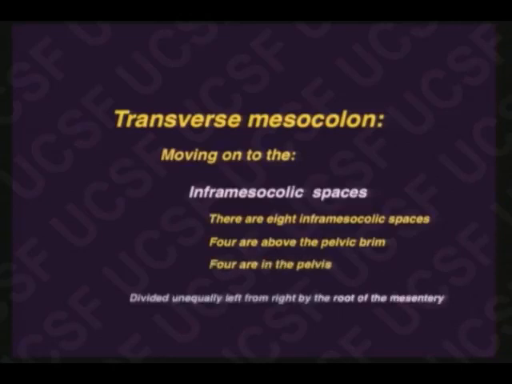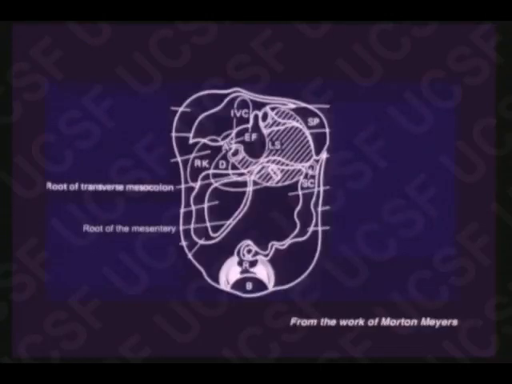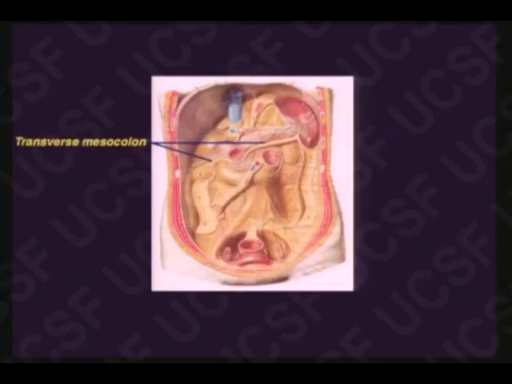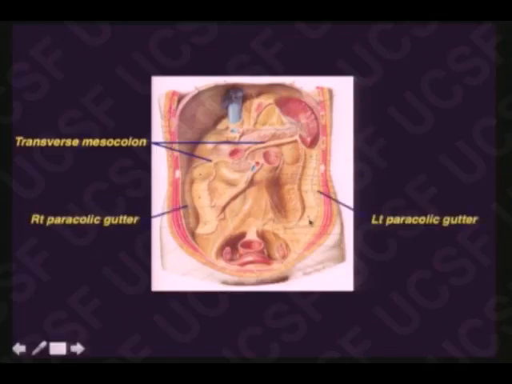They are unequally divided right from left by the root of the mesentery. The root of the small bowel mesentery begins in the midline, but slopes heavily to the right side, showing us that the right-sided inframesocolic spaces are smaller than the left. Again, the spaces are analogous. We have the right and left pericolic gutters. This is the position of the ascending and the descending colon. The pericolic gutters lie between the body wall and the colon.